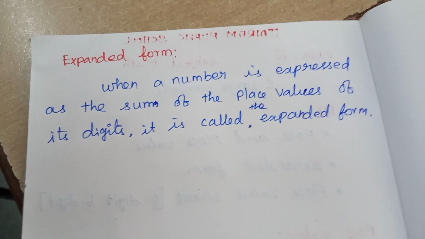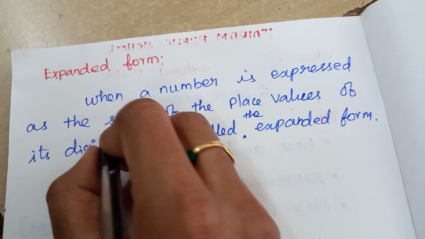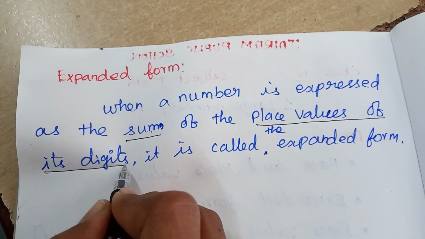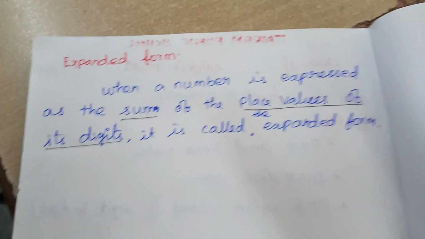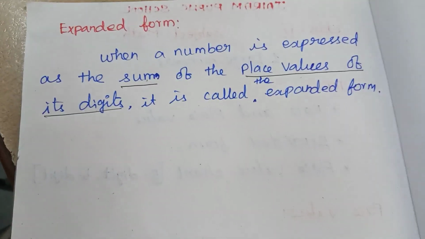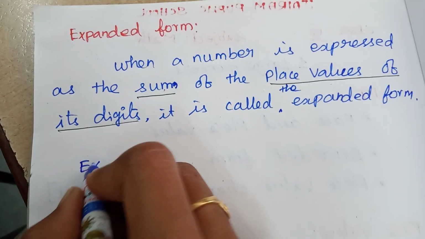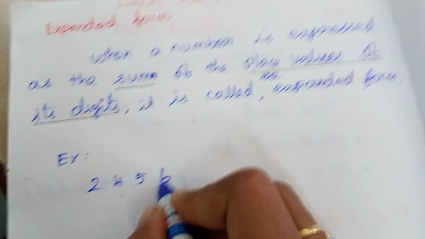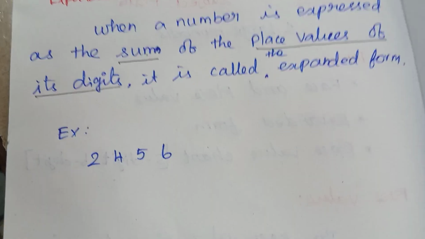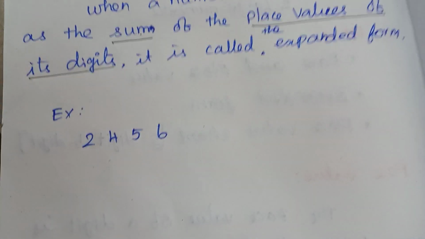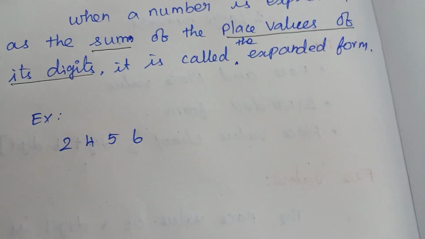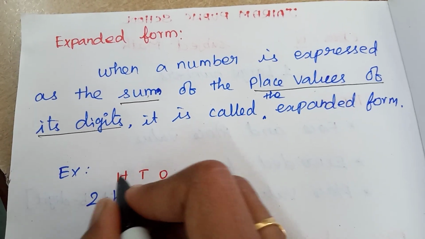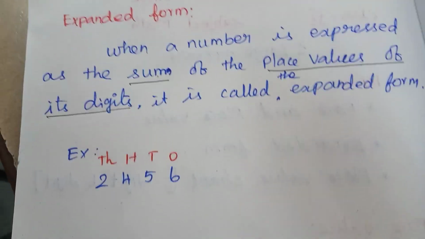Okay, expanded form. Here also we have the key points. What is that? The sum of the place value of the digits. That is the key point for expanded form. Okay, now we see one example: 2, 4, 5, 6. So this is the example for a 4-digit number. Okay, so first step you should write the places: ones, tens, hundreds, thousands.